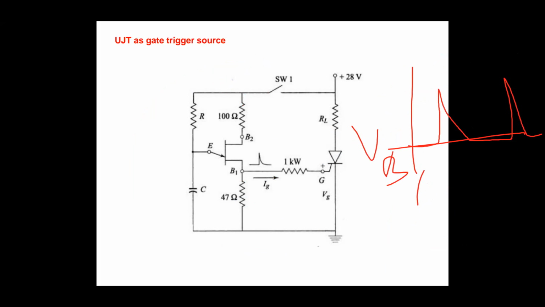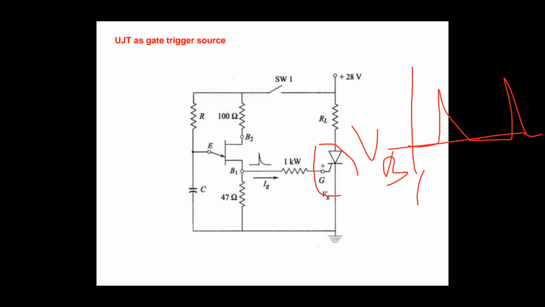Now this UJT oscillator is the UJT as a gate trigger source, that is, a gate triggering circuit. You can see the UJT. This is a relaxation oscillator, the UJT relaxation oscillator, generating pulses that are given to the gate terminal.